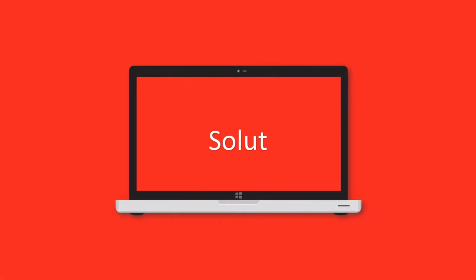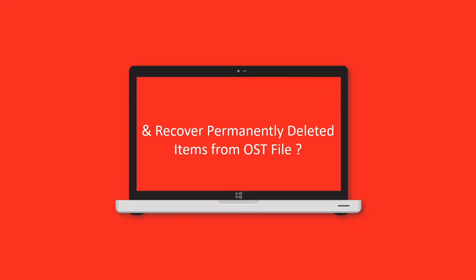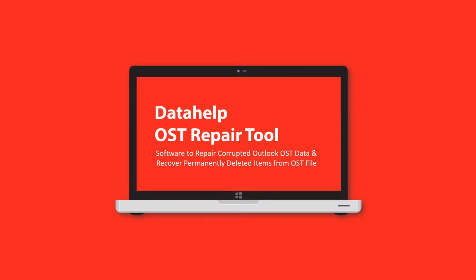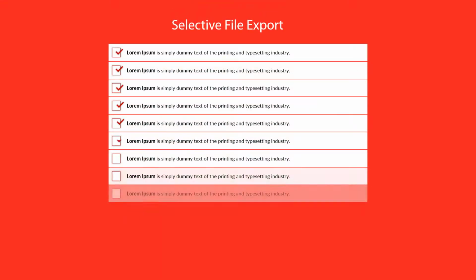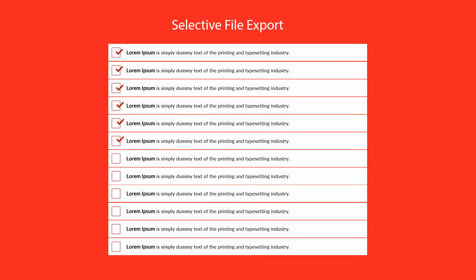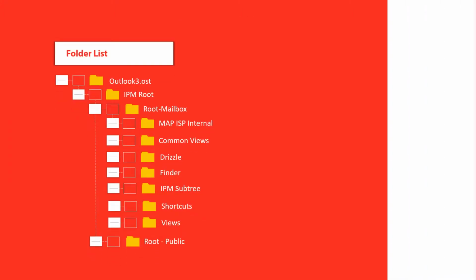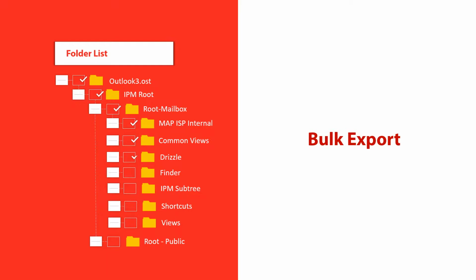Are you searching for a solution to repair corrupted Outlook OST data and recover permanently deleted items from OST file? We bring you the solution with Datahelp OST repair tool. Either you can choose to export selective files, which will in turn save your precious time, or else you can choose to export OST data file folders in batch. Now let's check out the working process.